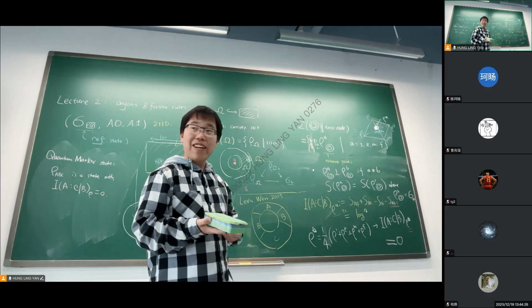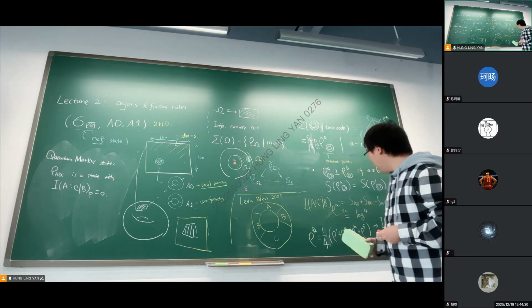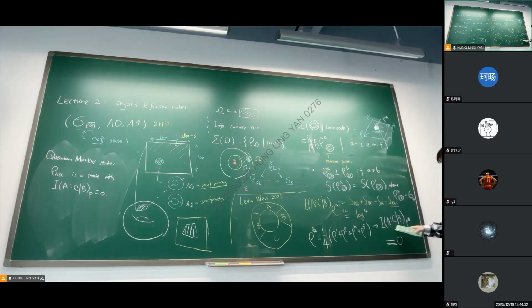Okay. Any questions before I erase the blackboard? From computing that conditional mutual information. Yeah. I just like the first one. Yeah. I'm using the formula of logical entanglement entropy. Oh, okay, good. So I'm using this one.